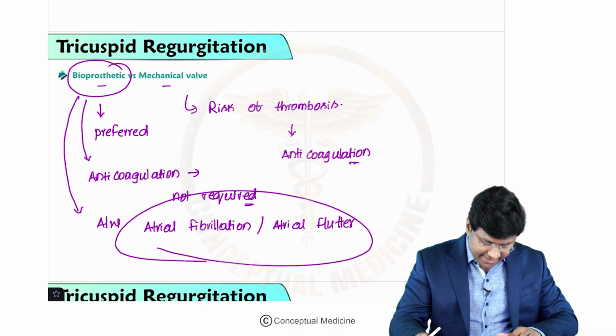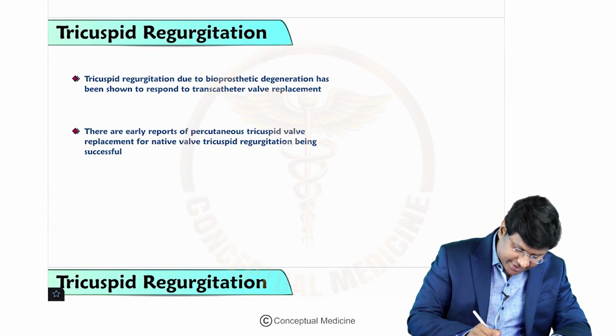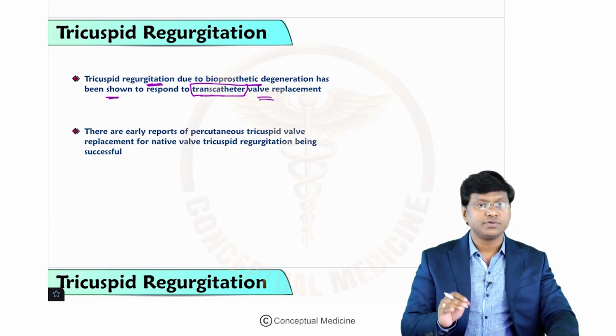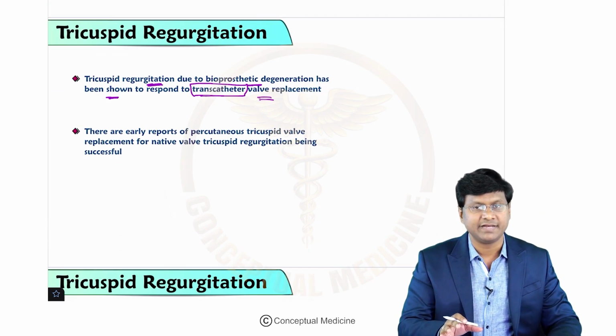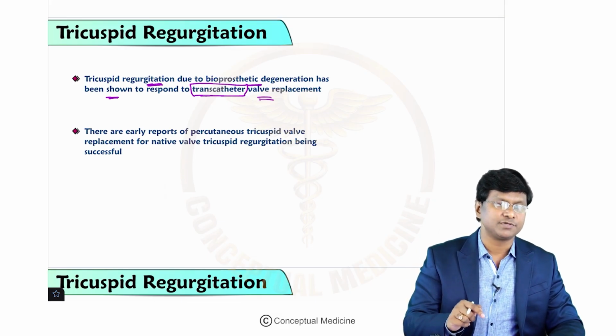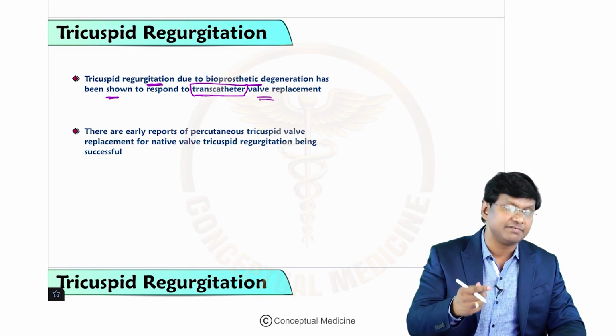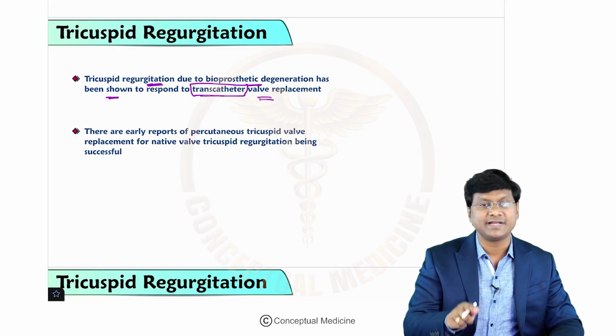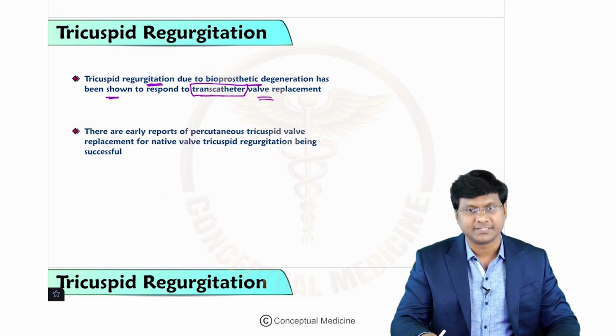Right? And let me tell you, the tricuspid regurgitation due to bioprosthetic degeneration has been shown to respond to transcatheter valve replacement. So, you have put a bioprosthetic valve, but due to degeneration of the bioprosthetic valve, there has been development of tricuspid regurgitation again. Then how will you treat that? That is by transcatheter valve replacement.